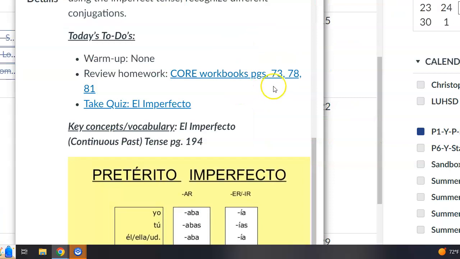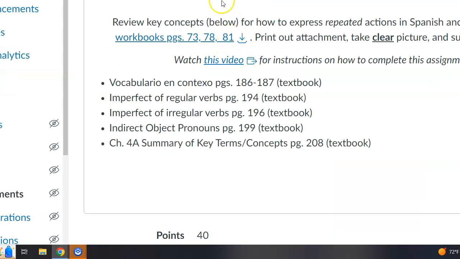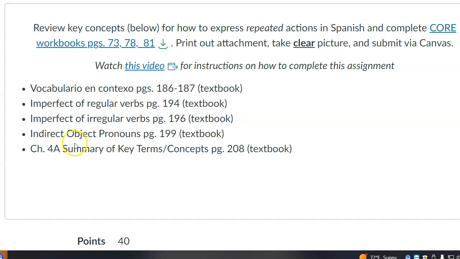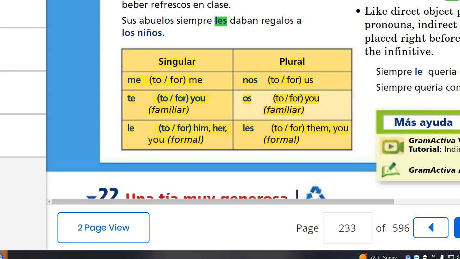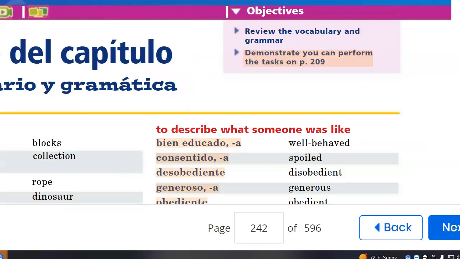So if we take a look at your homework that is due for today, let's do it this way. Essentially reviewing the pages that we just took a look at. If you also take a look at page 208, that has kind of a zoomed out glossary of all of the key terms and concepts for this chapter.